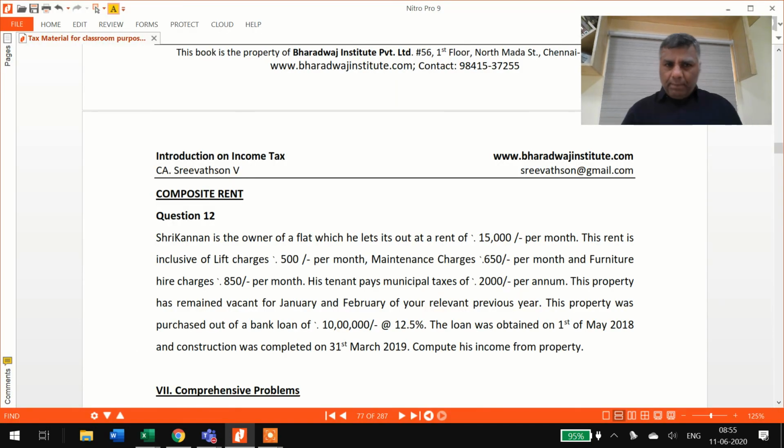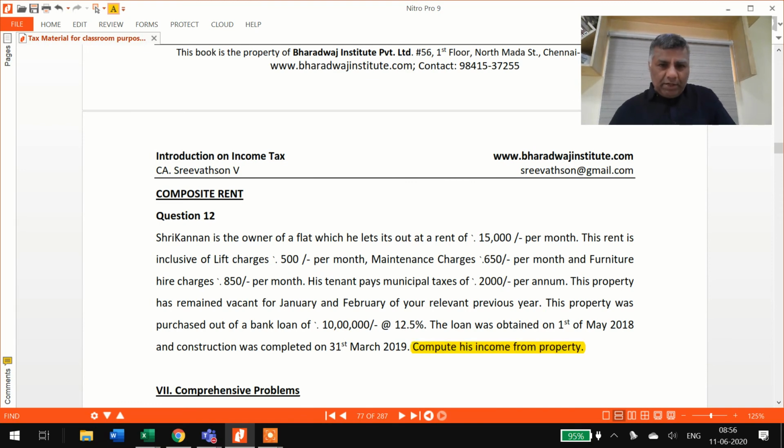Kannan is the owner of a big flat which he lets out at a rent of 15,000. Rent is inclusive of lift charges, maintenance charges and furniture hire. All three are composite rent. All three are amenities. So you should not tax it here in this chapter because the question is compute income from property. If they ask total income, that is different. So it will not come here.